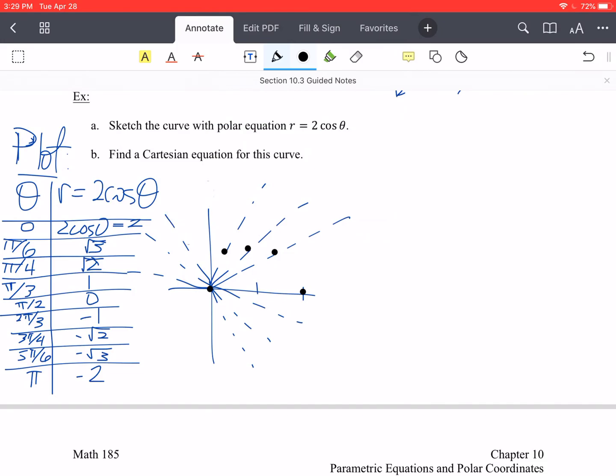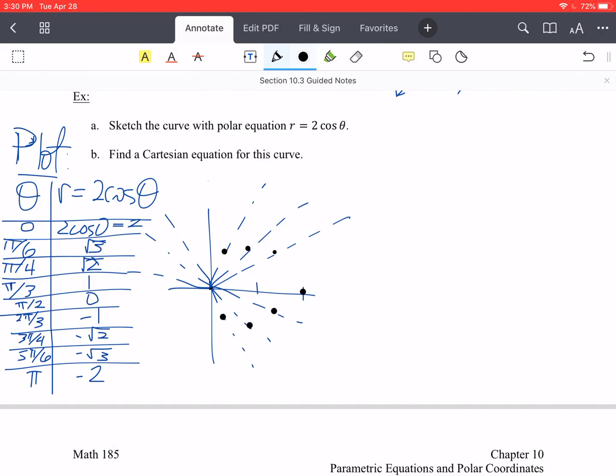Now 2 pi over 3, that's going to be this one over here. But because the radius value is negative 1, we're going to go along this same line down here into the negatives. So a negative 1 is going to be right about there. Then 3 pi over 4, that's this one, but we have a negative radius value, negative root 2, so it's going to be down here, right about there. And then 5 pi over 6 is this branch, but we're on the negative side of it because the radius is negative, so negative root 3 is going to be right about there.